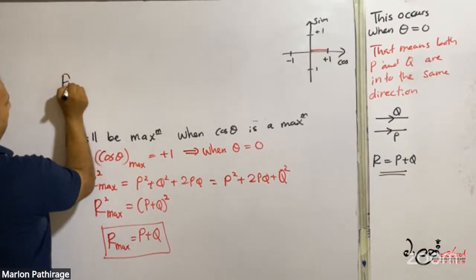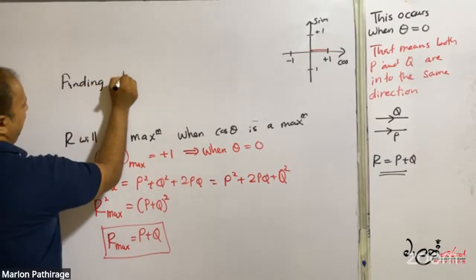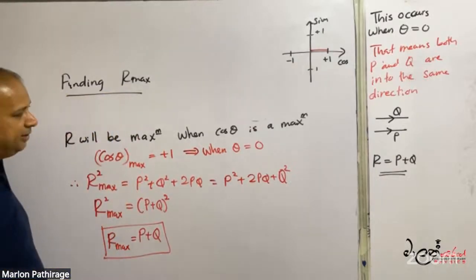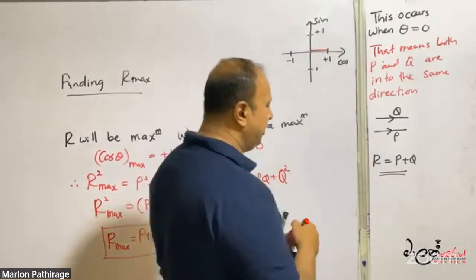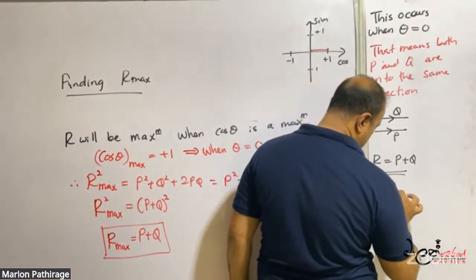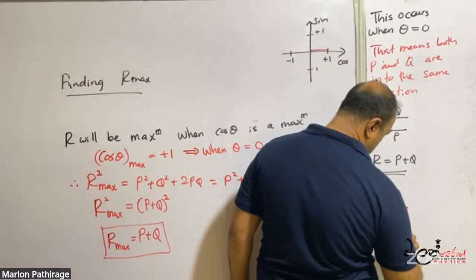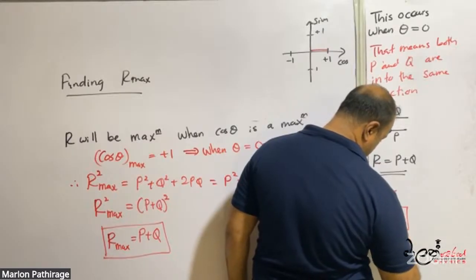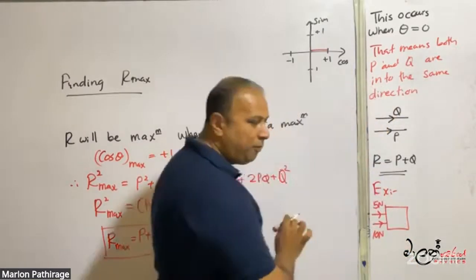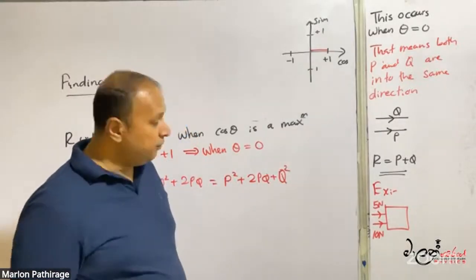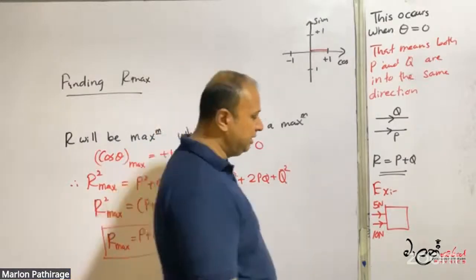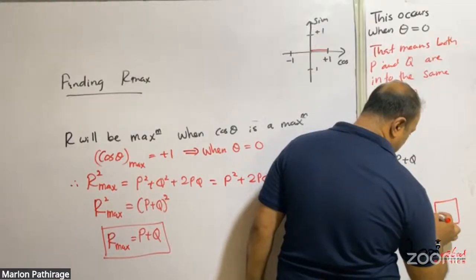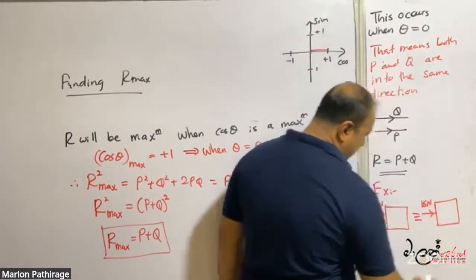Okay. Then write a small subtopic: finding R maximum. Under that topic, write this one. So you can write an example: 5 Newton, 10 Newton. If we apply 5 Newton and 10 Newton forces into the same direction, then this will be equivalent to 15 Newton single force.